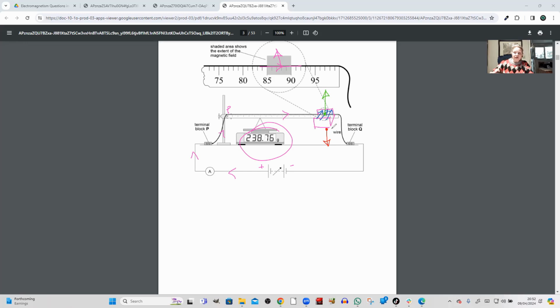So it's not got to do with the fact that it's a yoke. It's got to do with the fact that the Newton's third law pair force is on something that isn't going to affect the balance.